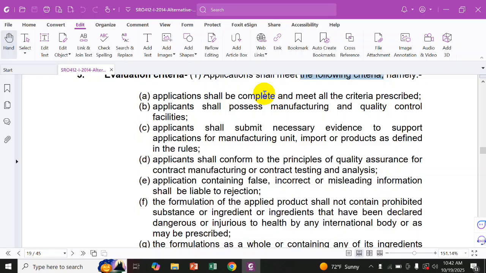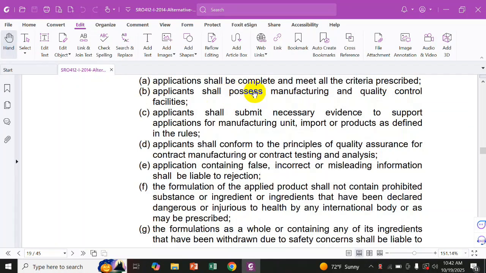If we are not giving them, for example, an undertaking, this is a deficiency. Next, if we are not giving them the brand name, this is a deficiency. And if we do not submit the challan, this is a deficiency. It means that the application should be complete in all perspectives, and meet all the criteria prescribed.